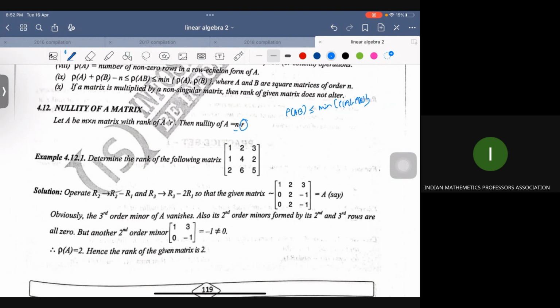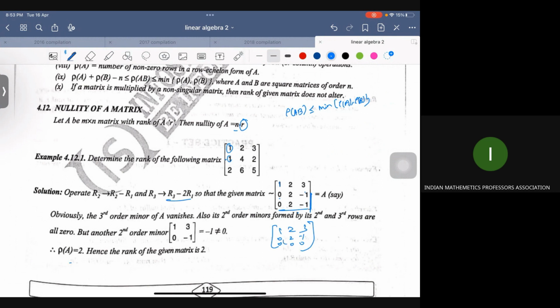Here in this matrix, the leading element is 1, and in the second row we are going to make this element 0. So R2 becomes R2 minus R1: 0, 4 minus 2 is 2, 2 minus 3 is minus 1. R3 becomes R3 minus 2 R1. We get 0, 2, minus 1. These two rows are the same. So we have 1, 2, 3, 0, 2, minus 1, 0, 0, 0, and the number of non-zero rows is 2, hence the rank is 2.